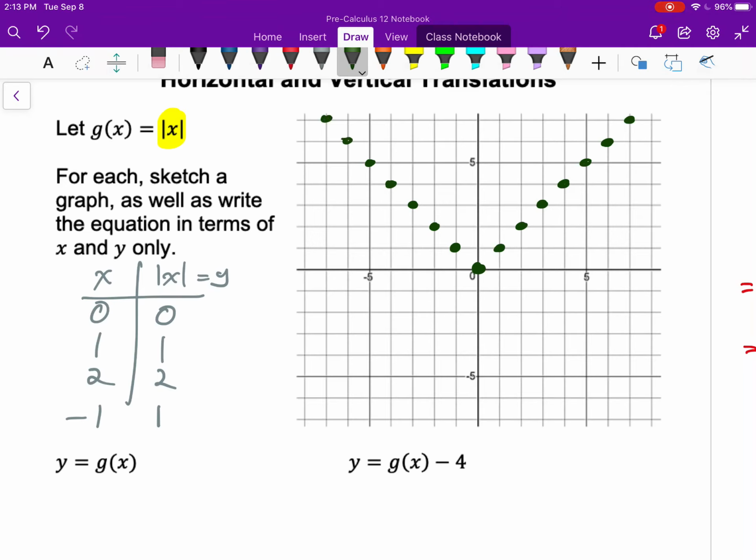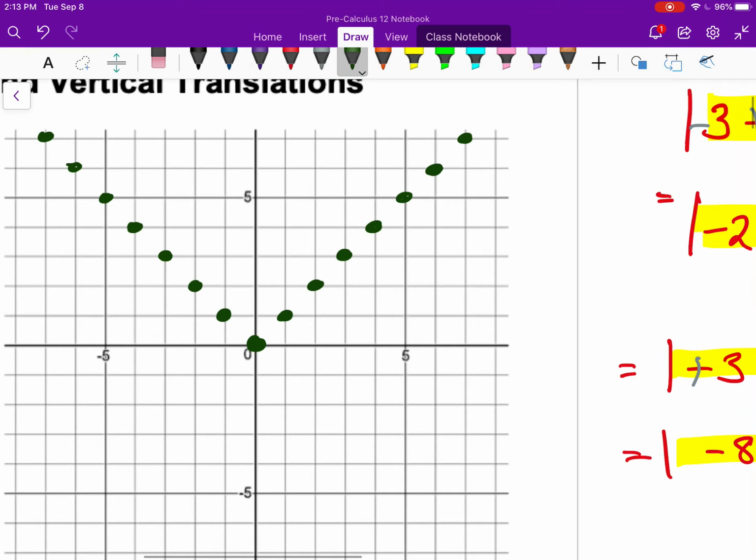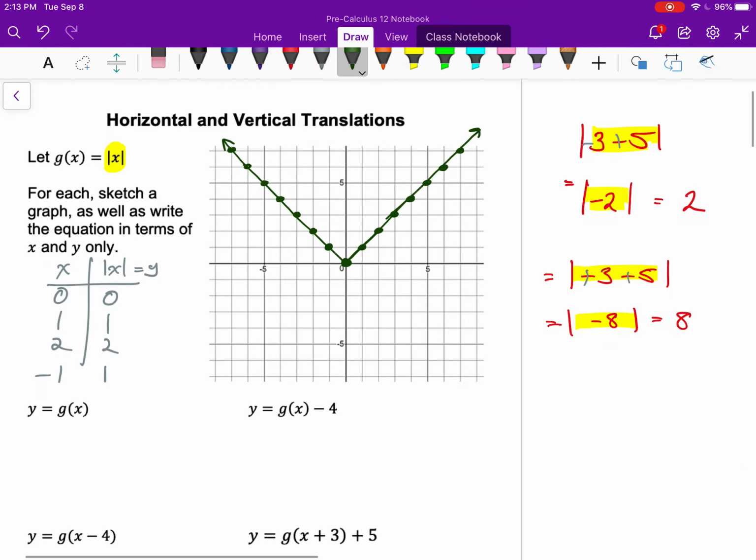And so if you create a table of values, you quickly realize the absolute value of x makes this V shape, where when x is positive, x and y coordinates are identical. When x is negative, the y coordinate is still positive. And again, keep in mind, this graph is not just a bunch of points. It's a solid, continuous function that goes on forever. All right, so what I have there is the graph of the absolute value of x, which I'm calling g of x.